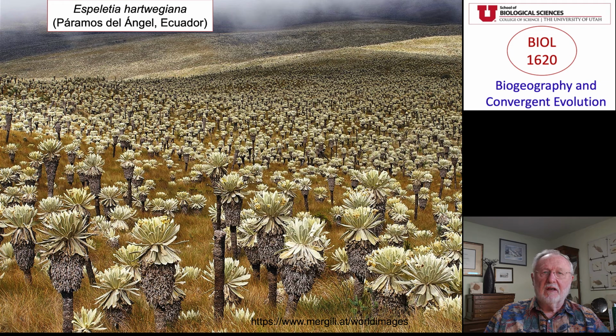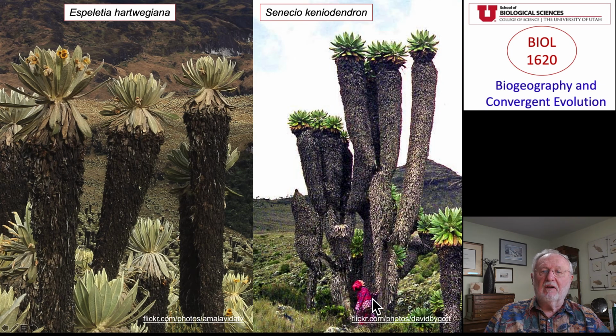They look the same. Here's a person for scale and an exceptionally tall Senecio, but you see a similarity with a rosette at the top and dead leaves on the side. These are long-lived, slow-growing perennials. So I've tried to give you a very brief introduction to this notion of similar climates favor similarities in biomes, and we see this convergence also in the kinds and shapes of species that are present in these similar climates.